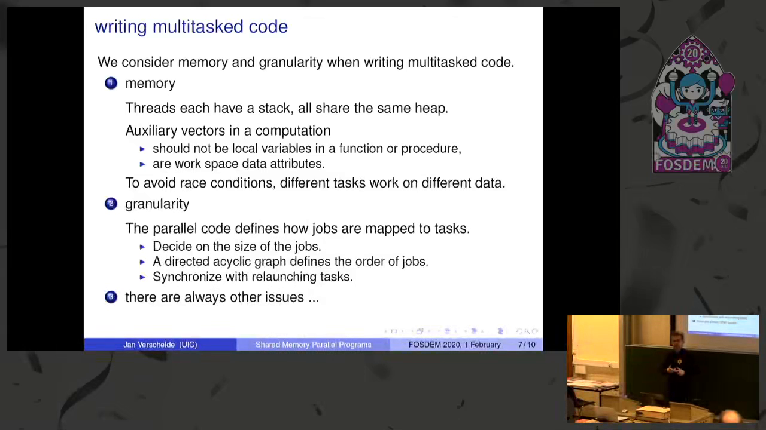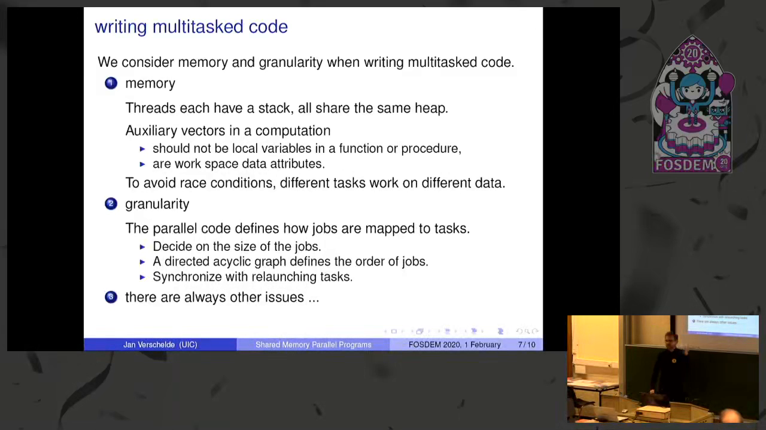So the second thing that you have to worry about is the granularity of your computations. So there should be actually enough parallelism. So typically you have a limited number of tasks, but the tasks actually need sufficiently many jobs to do. Sometimes you need to synchronize. Synchronization means that all the tasks have to wait at a certain point to continue. The easiest way is actually to stop the tasks and then to relaunch them. So that's the way we do the synchronization right now. So these are the two main issues.